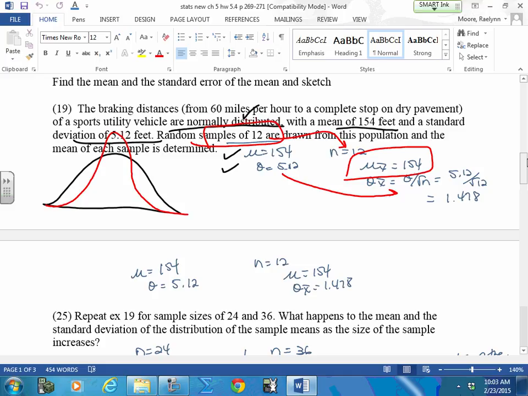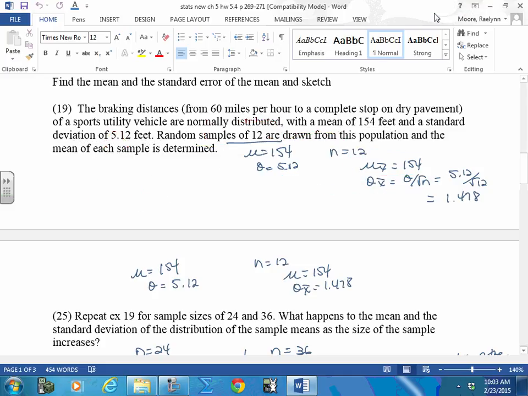Now, this was a good one because it said take this and change the sample sizes. Do one at 24, do one at 36. It's still normally distributed, so that was fine. And I rewrote this information right over here from the population because I needed to move this down.